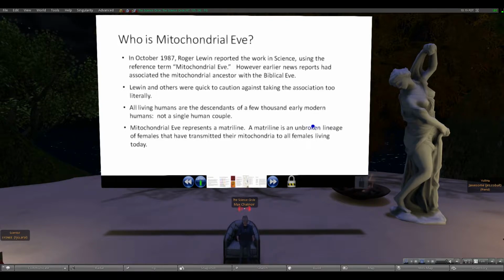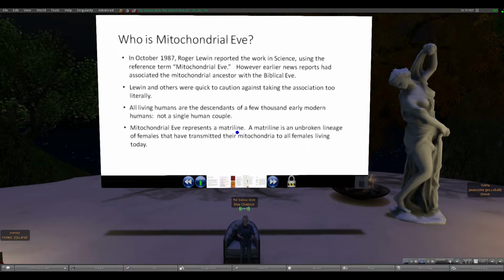So he was quick to caution against taking that association too literally. It's not that all living humans are the descendants of a single human couple or even a single human woman. So what mitochondrial Eve represents is a matriline, a matrilineal lineage of mitochondrial descent.